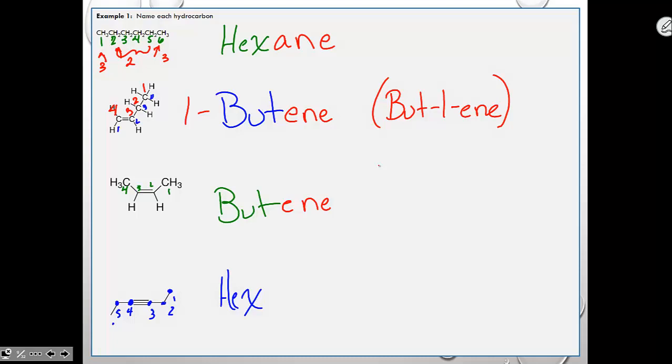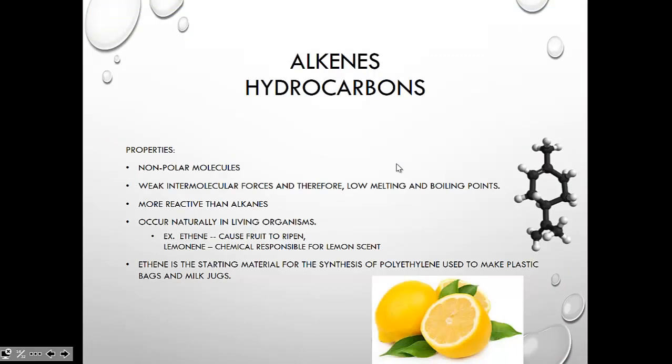In example C, we could number the carbons as they are now, or we could number them 1, 2, 3, 4, like this. So our choices are either 2 or 3, and again, you want the lowest number possible, so we would call this 2-butene. Alkenes are also typically non-polar, and therefore they have very, very low melting and boiling points, as their only intermolecular forces are London dispersion forces, which increase with the number of electrons. So long-chain alkenes tend to be liquids, and short-chain alkenes, which is where we'll focus, tend to be gases.